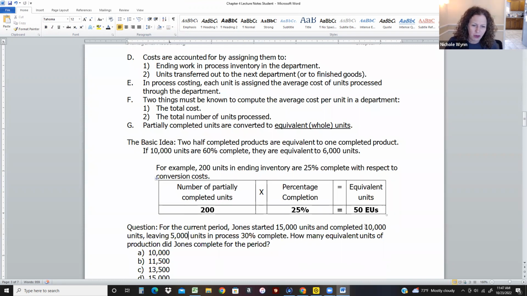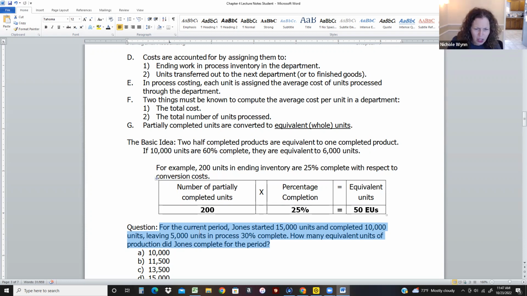So, okay, for the current period, Jones started 15,000 units and completed 10,000 units, leaving 5,000 units in process that are 30% complete. How much are the equivalent units? So at this point, pause, and I want you to read this with these choices, and I want you to figure out what is the equivalent of the units that got completed this period. So hit pause.